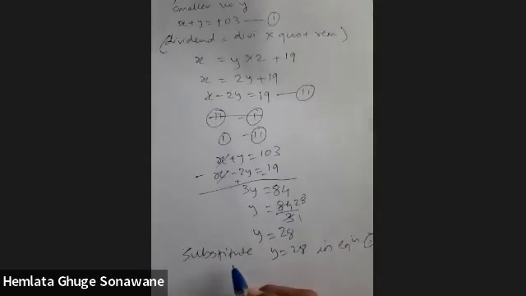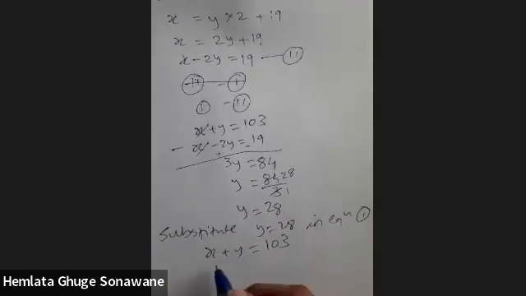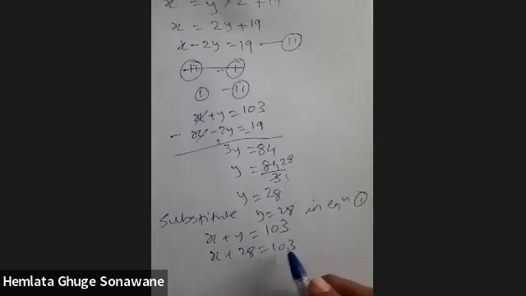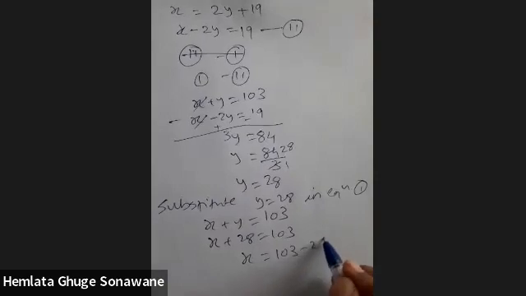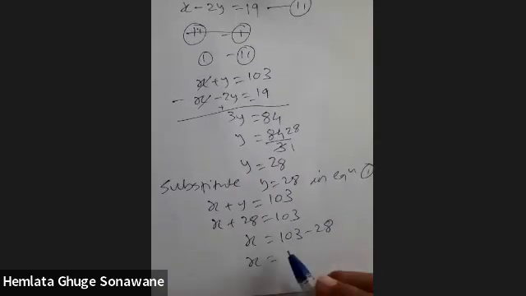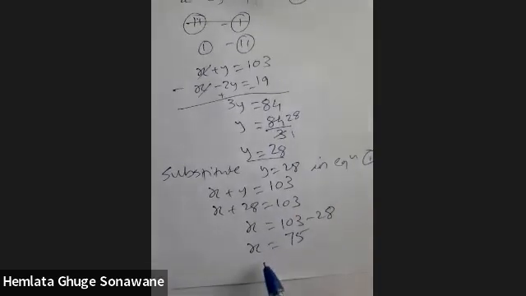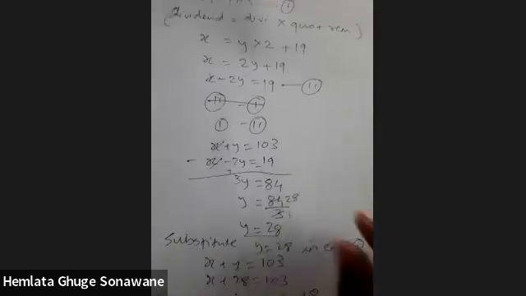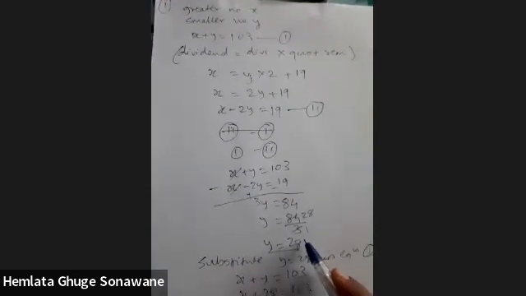What is our equation number 1? x plus y is equal to 103. x plus y, y is 28. This plus 28 becomes minus towards the right hand side. So x is equal to 103 minus 28, and that becomes 75. Now we have the value of x and y. This is the value of x and this is the value of y. So our greater number is 75 and smaller number is 28.